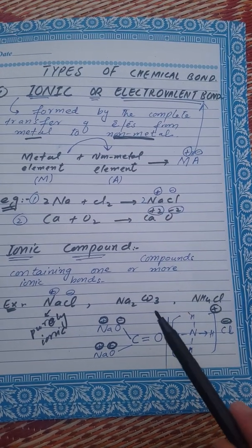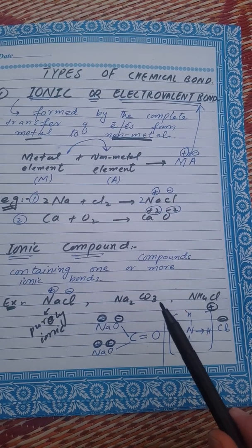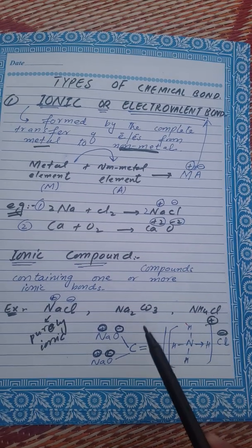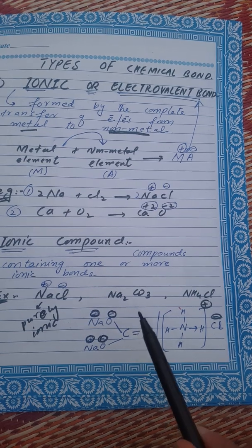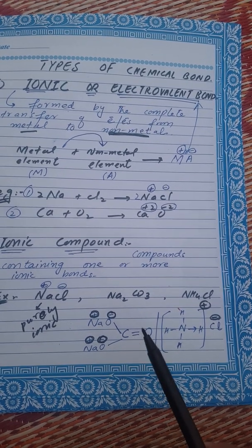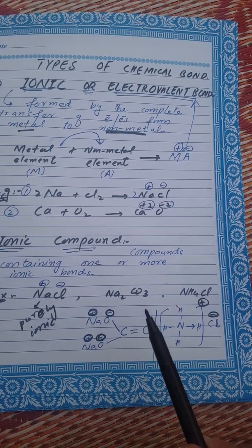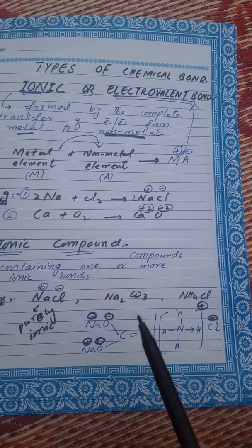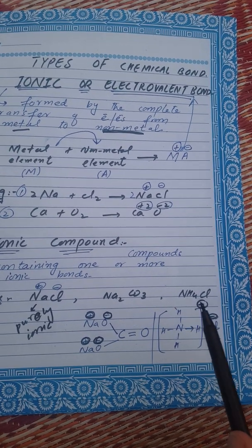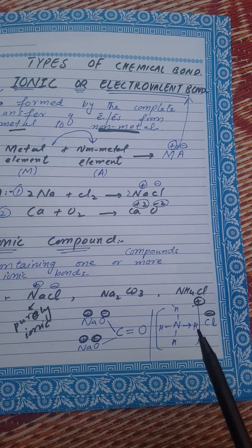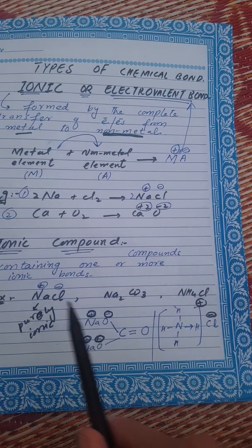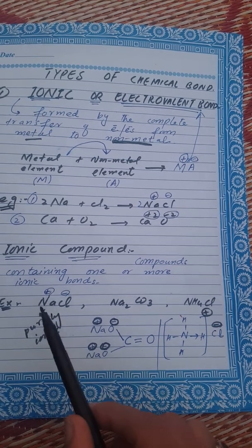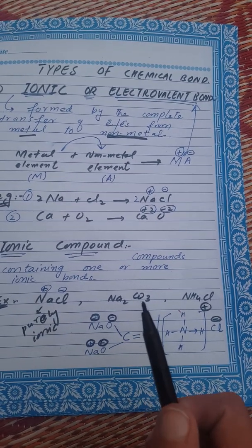Now we also have another example, sodium carbonate, and another is ammonium chloride. This is its structure, and this is the structure of ammonium chloride. Sodium carbonate has covalent bond as well. It contains ionic bond and covalent bond. And ammonium chloride contains ionic bond, covalent bond, and coordinate covalent bond as well. That's why sodium chloride is purely ionic, because it has only ionic bond.